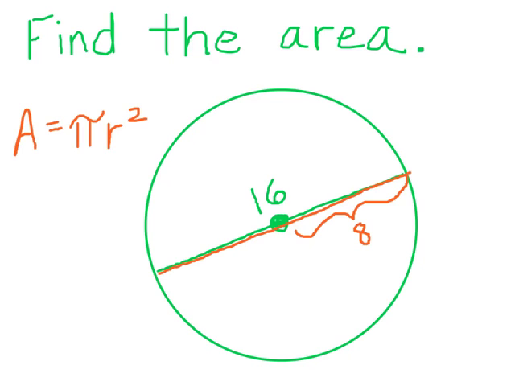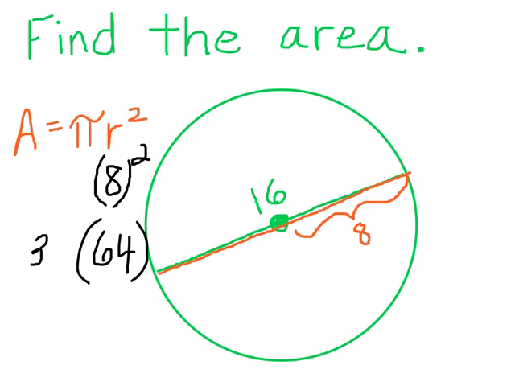Plug in 8 for r, because that's your radius. You square this first. So times 8, not times 2, but times 8. Squared means a copy of itself. So 8 times 8 is 64. You have 64 times pi. We're going to go ahead and approximate pi as 3.14. So the area of this circle is going to be 200.96.